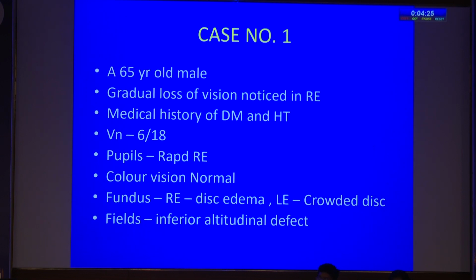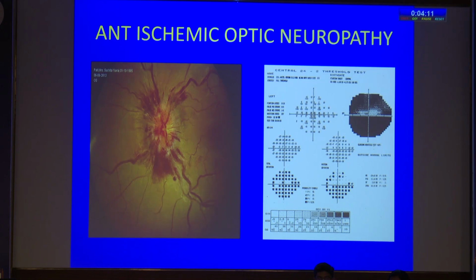So the first case is that of a 65-year-old, gradual loss of vision. Medical history was diabetes and hypertension. The vision loss was moderate. There was an RAPD. Fundus showed a disc edema in the right eye and a crowded disc in the left eye. Fields showed an inferior altitudinal defect. So this is what the fundus picture looked like. This is what the corresponding fields will look like. When you see this, you know your diagnosis is anterior ischemic optic neuropathy.